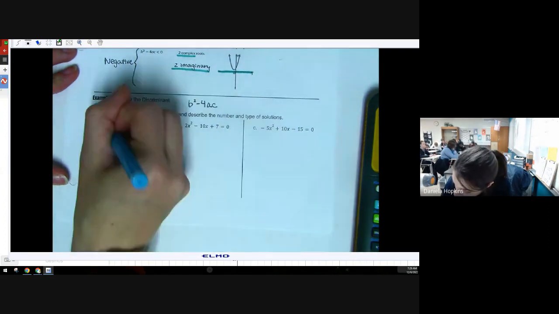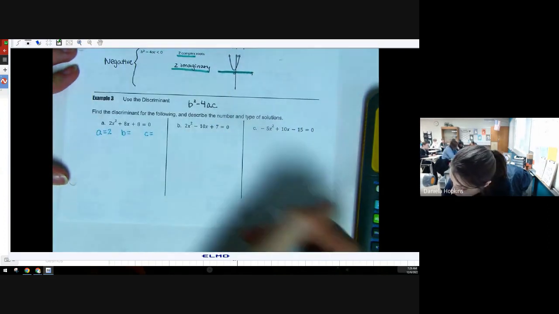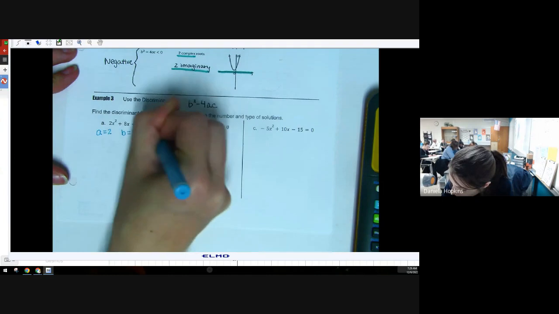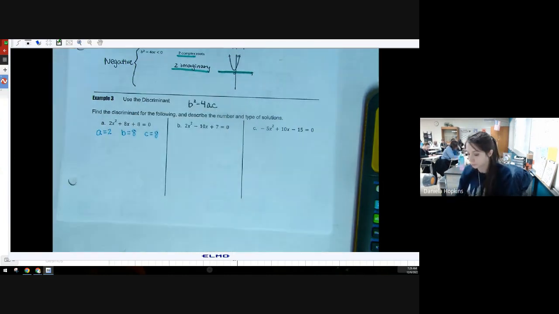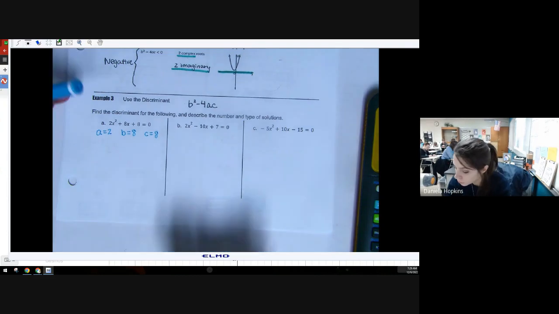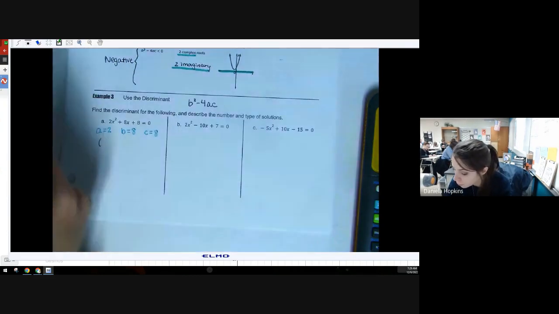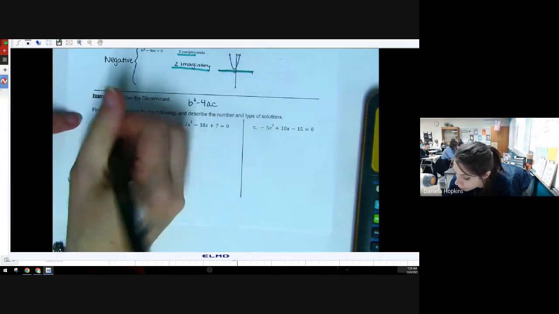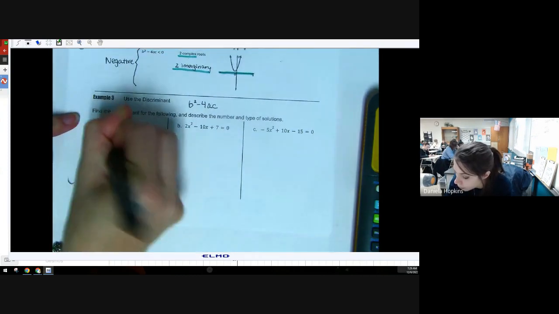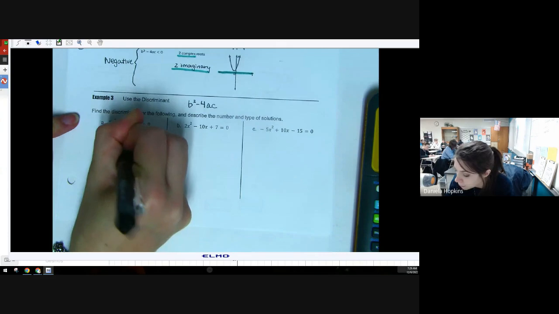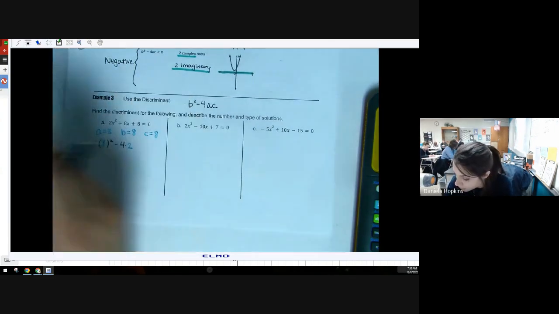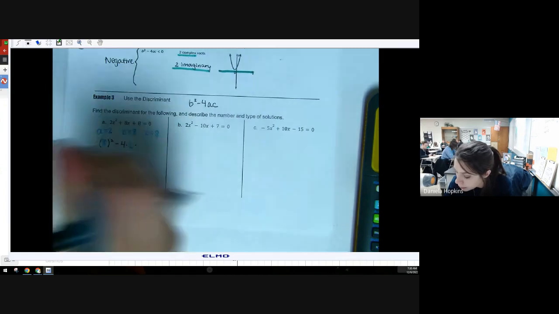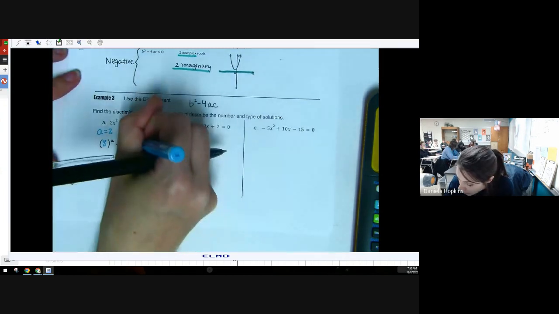So my a here would be 2. My b is 8, and my c is actually 8 as well. So all you need to do is the substitution. You can do your b squared, and if you want, put it in parentheses so you don't mess up a negative sign, not that this has a negative. It would be 8 squared minus 4 times my a, which in this case is 2, times my c, which is 8.